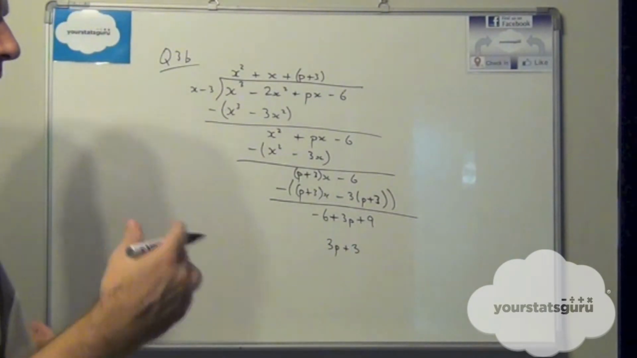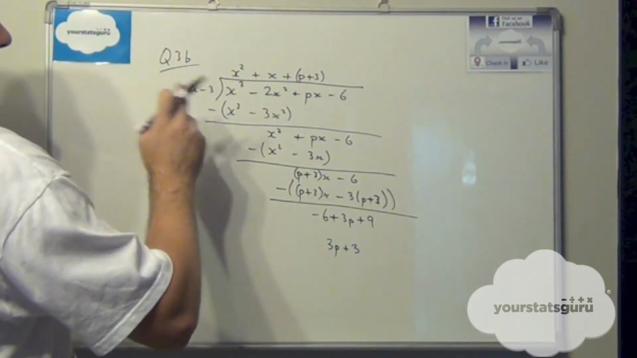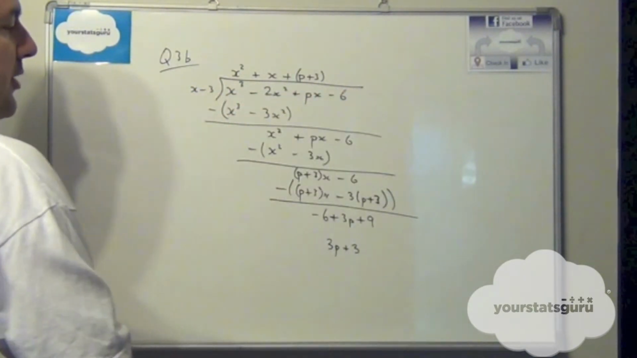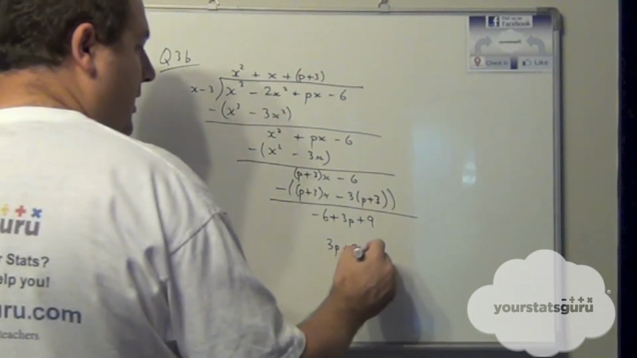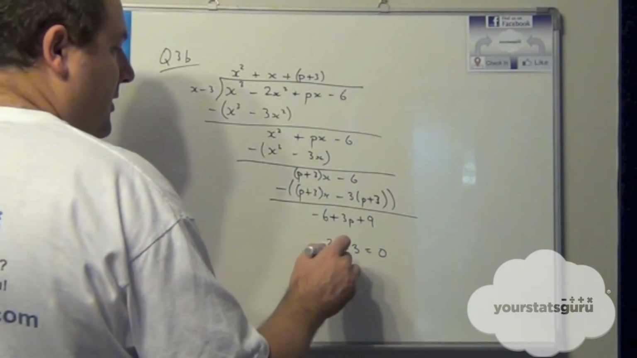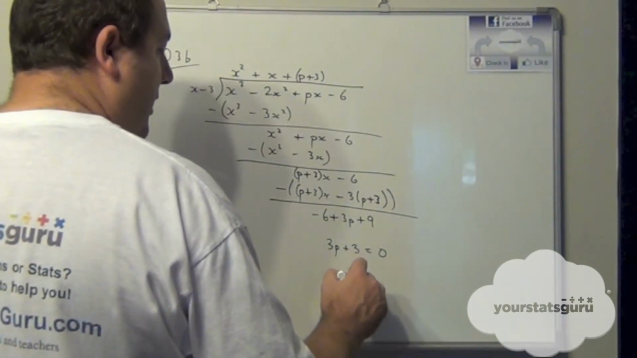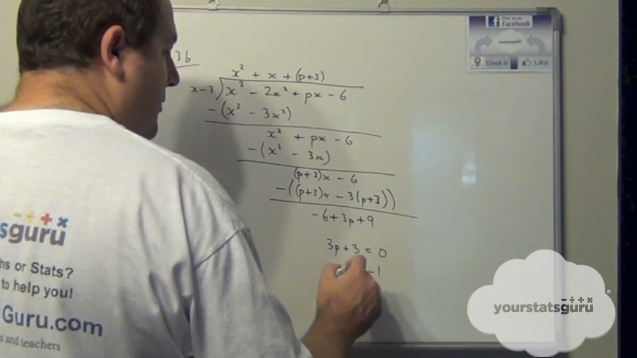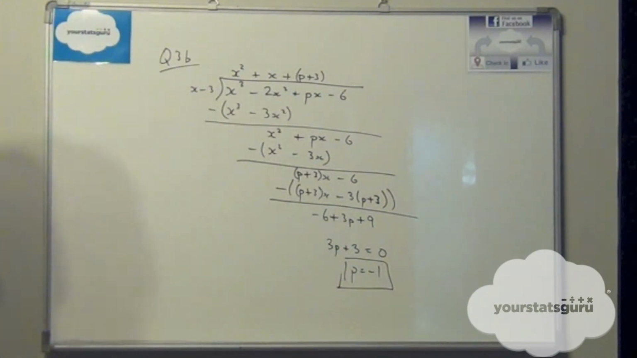Now, the original condition we're told is that x minus 3 evenly divides this expression, which means the remainder should be 0. So clearly, if we take 3 to the other side and divide by 3, we're going to have that p is equal to minus 1. And that is the answer we're looking for.